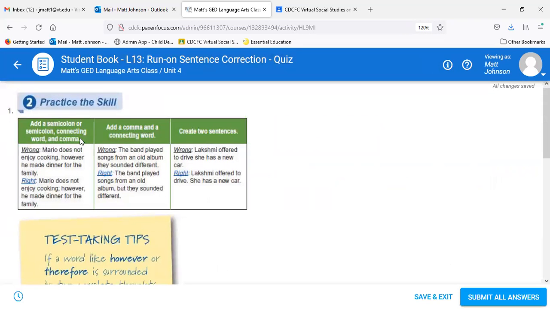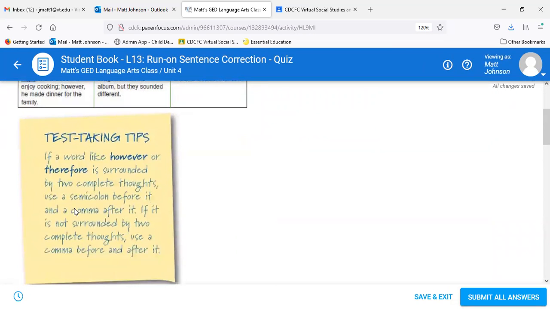So thinking about complete sentences. Test taking tip: if a word like however or therefore is surrounded by two complete thoughts, I think I just said this, use a semicolon before it and a comma after. If it is not surrounded by two complete thoughts, use a comma before and after it. That's typically going to be because it's at the beginning of a sentence, right? I, comma, however, comma, whatever the rest of the sentence is.